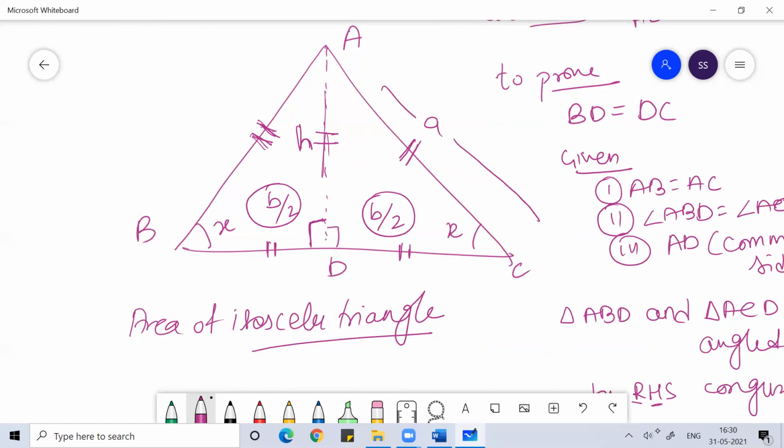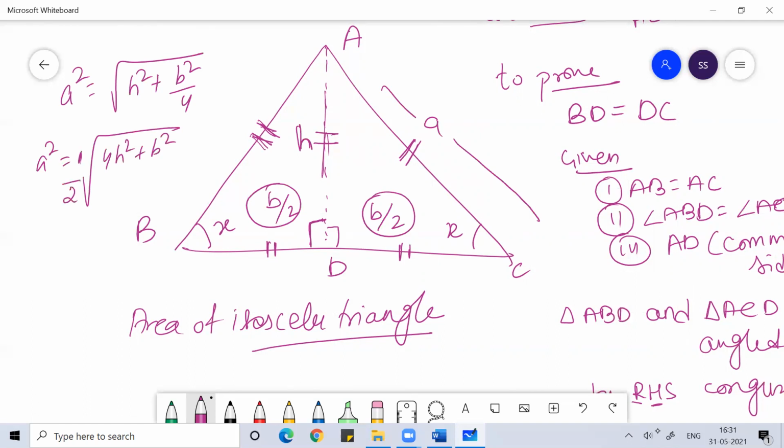This is height, and suppose this side is a. You know the Pythagoras theorem, so a square will be equal to h square plus b square by 4. So a is equal to under root of h square plus b square by 4. This is the value of a.